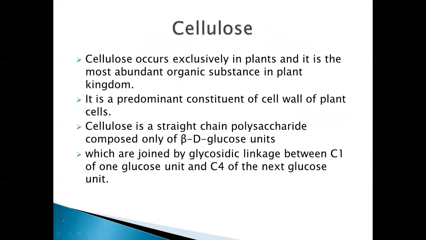Let's see the structure of cellulose. So what is cellulose? This is found exclusively in plants. Only in plants we can find it. And the cell wall of plants is made up of nothing but cellulose. And what is the structural unit of cellulose? It is beta glucose units. And again, what is the linkage? Again, the glycosidic linkage, where carbon number 1 of one glucose unit is linked to the carbon number 4 of another glucose unit.